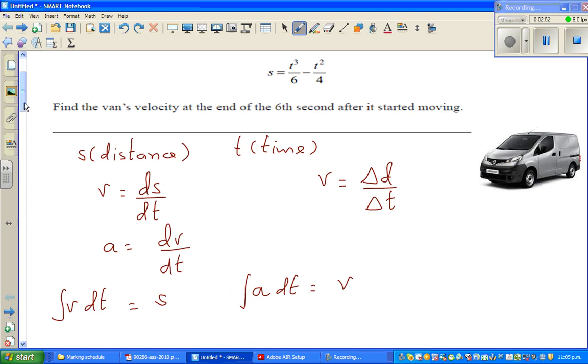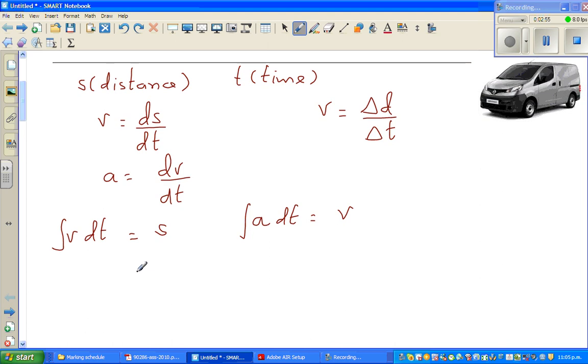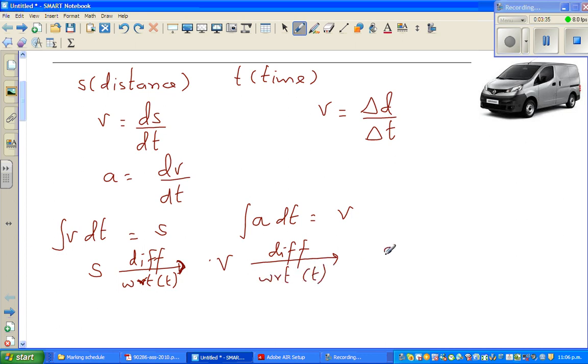Let me make up a table. I have discussed this in one of my previous videos. If you've got S, and you differentiate with respect to time, you get velocity. WRT stands for with respect to. So when you differentiate S, that is distance, with respect to time, you get velocity, and when you differentiate velocity with respect to t, you get acceleration.